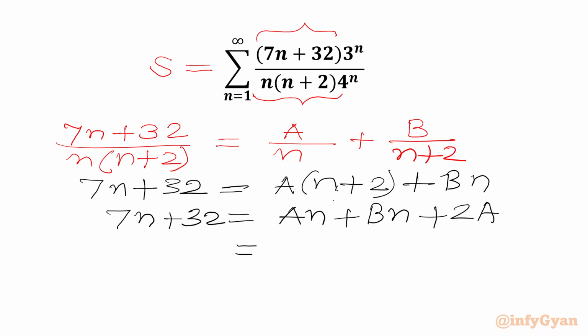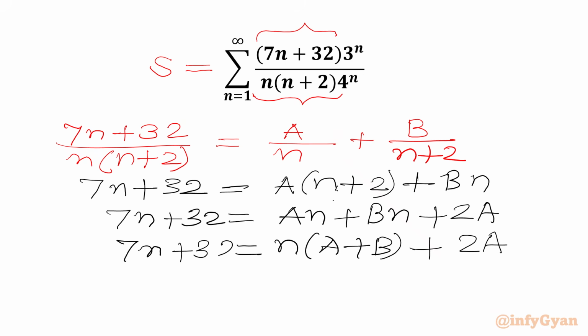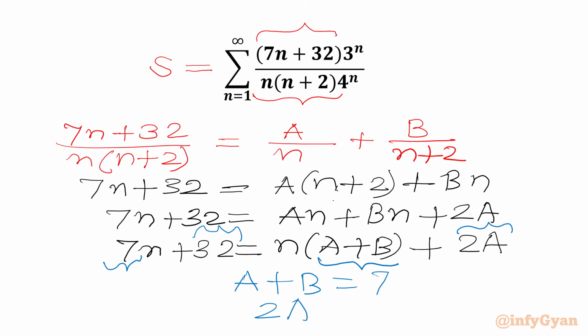Now we can take n common over here. So we will have (a + b) in the bracket, n, plus 2a on the right hand side. And in the LHS we have 7n + 32. Now we are going to compare coefficients from both the sides. So we will write a + b equal to 7 and 2a equal to 32.